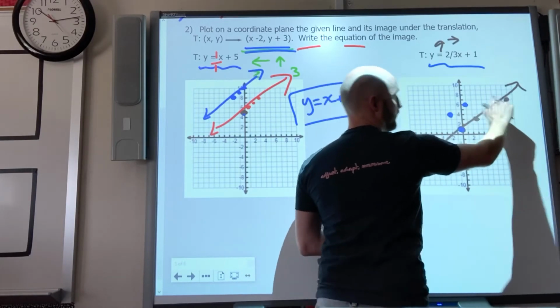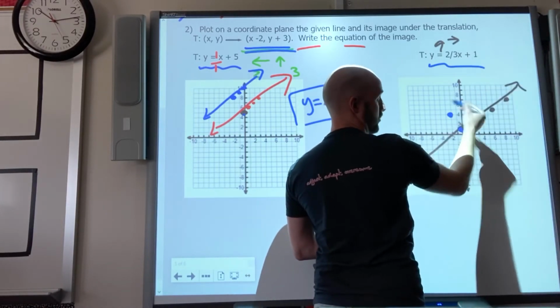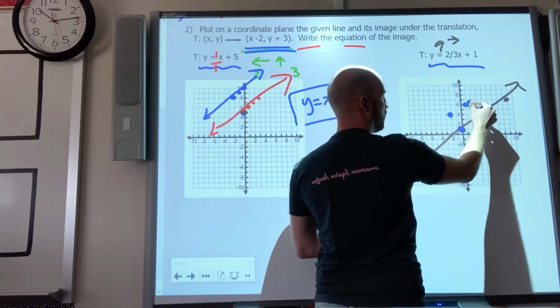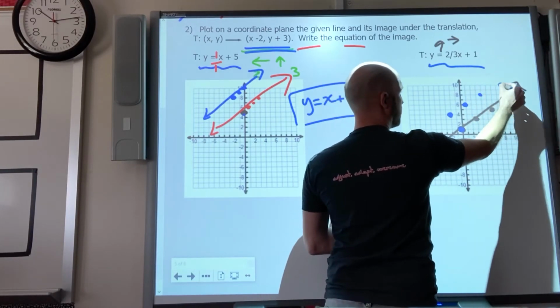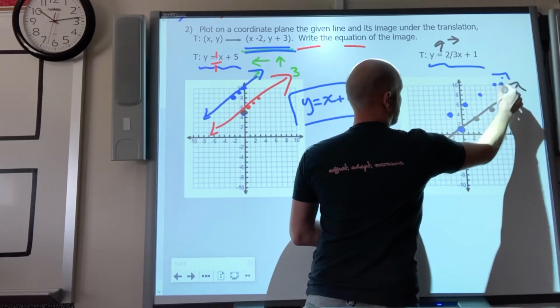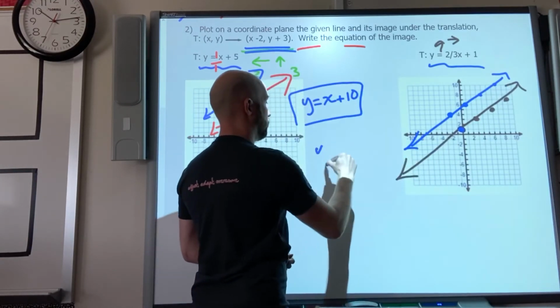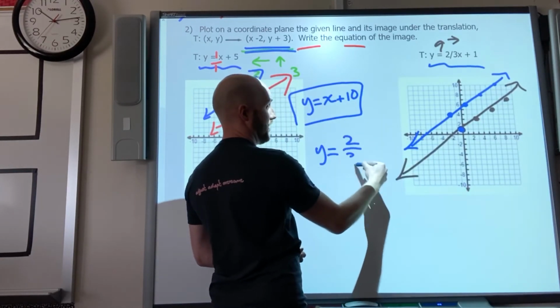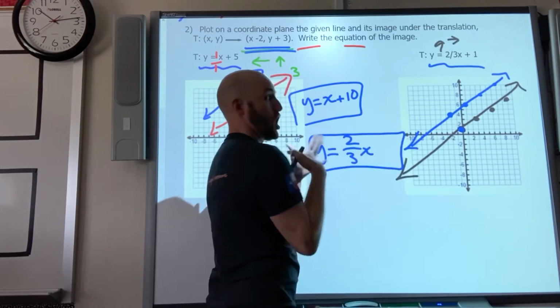So you can keep counting from here, or you can just count the slope at this point. 2, 3, 1, 2, 1, 2, 3. Okay, so here's the new graph. So this slope here we know is going to stay the same. So y equals 2/3 x something.